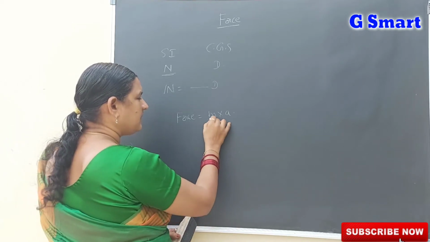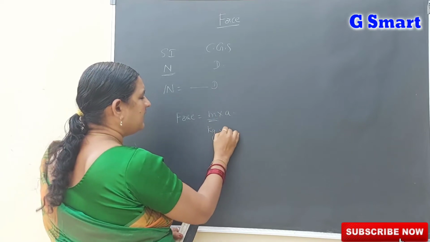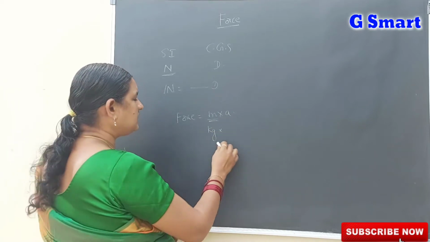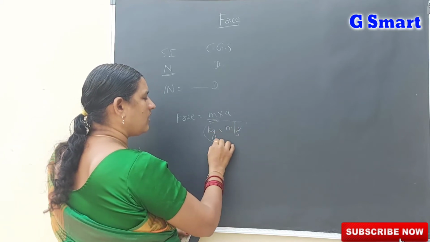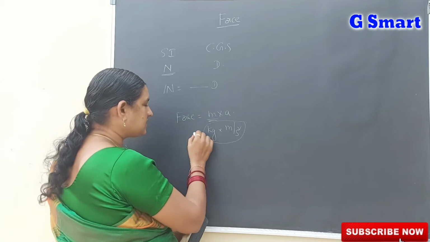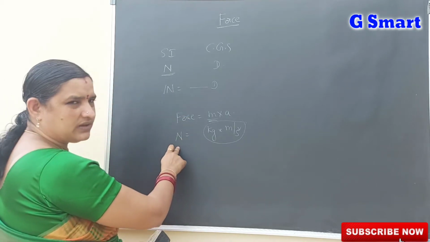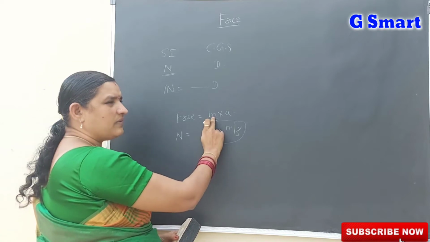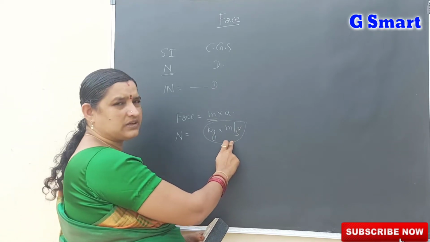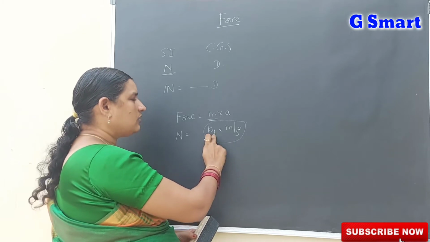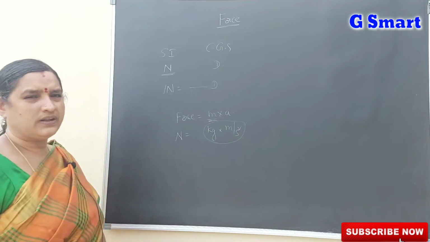In the SI system, the unit of mass is kilogram, and the unit of acceleration is meter per second square. So kilogram meter per second square is called Newton. The unit of force is Newton in the SI system. The unit of mass is kilogram. The unit of acceleration is meter per second square. So kilogram meter per second square is equal to 1 Newton.